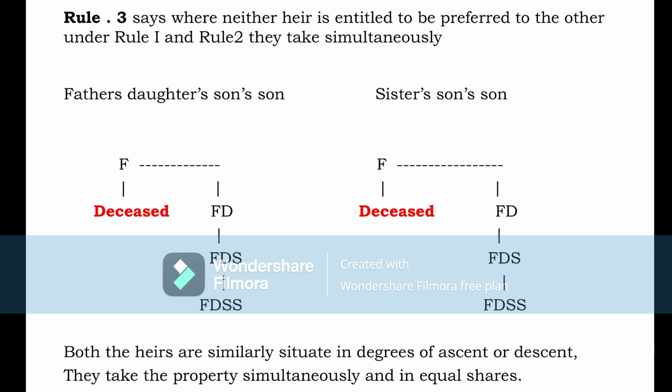Rule 3. Both ascents and descents are the same. In both illustrations, the deceased and father, there are two degrees of ascent and three degrees of descent. So both father's daughter's son's sons will take equally and simultaneously. This is how the property will be distributed, the order of succession and preferences among the heirs of a Hindu male who died intestate.